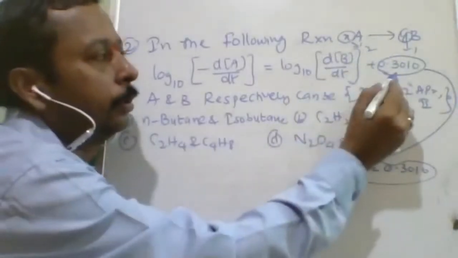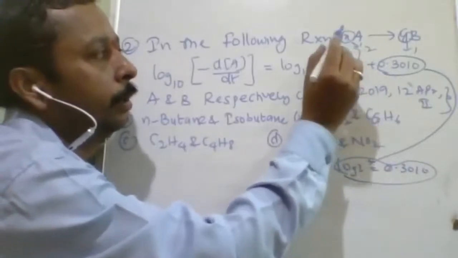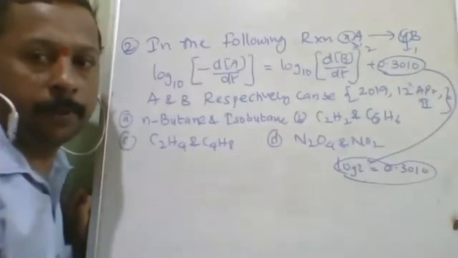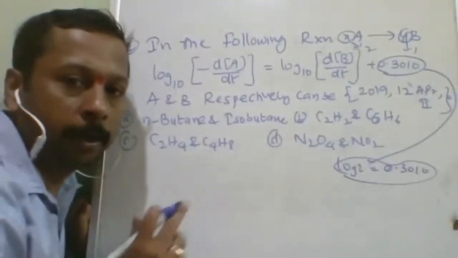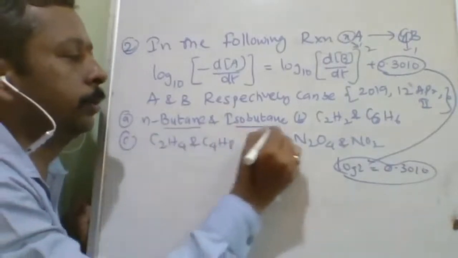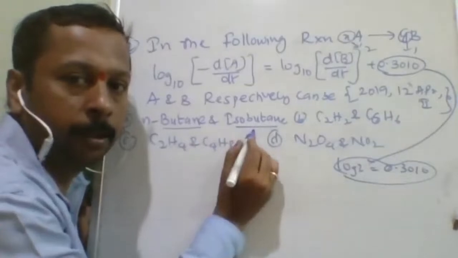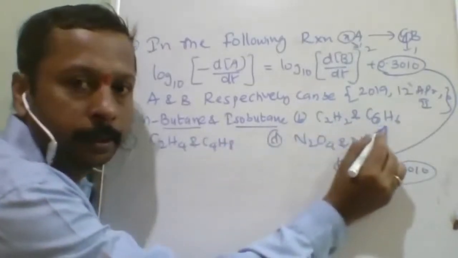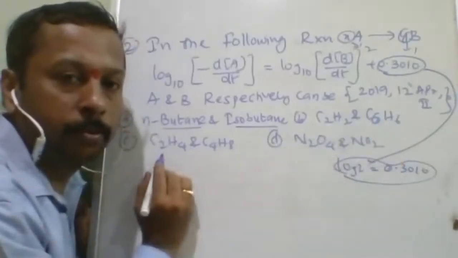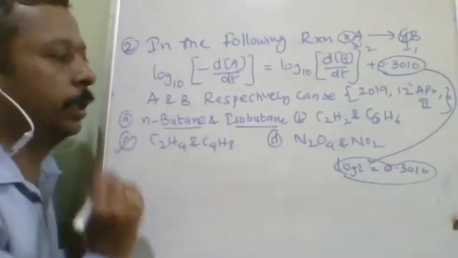So if you want to get log 2 here, then how much should this be here? 2. And here nothing is there, that means it should be 1. One mole of product and 2 moles of reactants. Let us check butane and isobutane. Both are isomers, so both sides it will be 1. C2H2, C6H6: so 3 moles will give you 1 mole. Here 2 moles will give you 1 mole. So this is the answer.